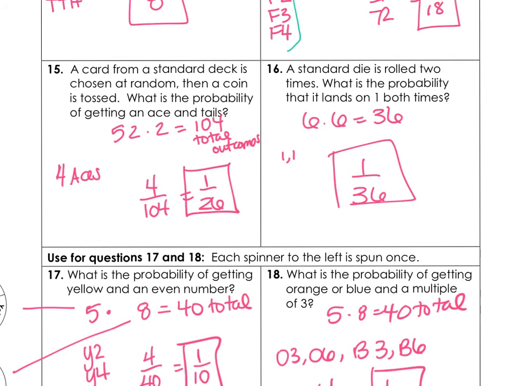Number 15, a card from a standard deck is chosen, so 52, and a coin is tossed, so 2. So 104 total outcomes. There's 4 aces, and you're going to have tails paired with each one of those, so it's 4 out of the 104, or 1/26. And number 16, if you're rolling a die twice, that's 36 outcomes, only 1 time will you get 1 and 1, so it's 1/36.